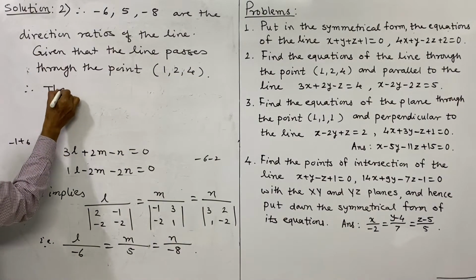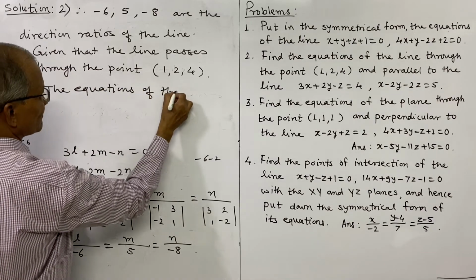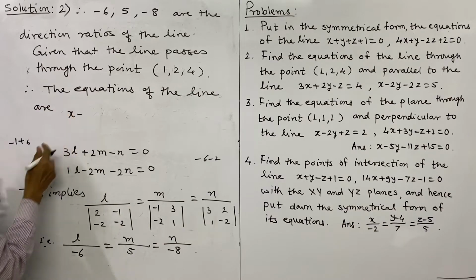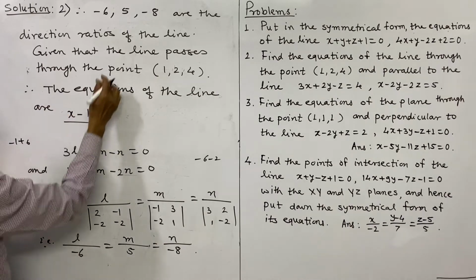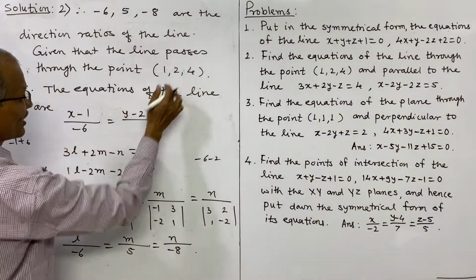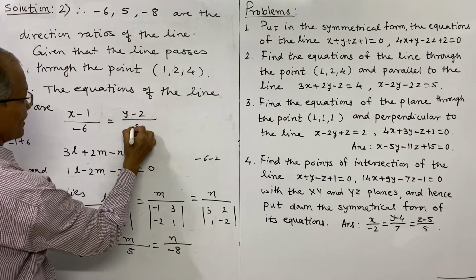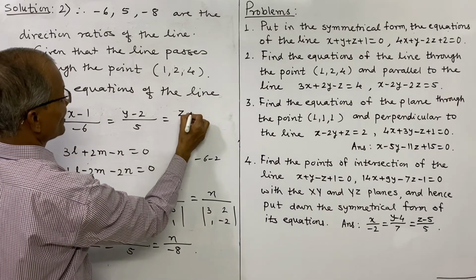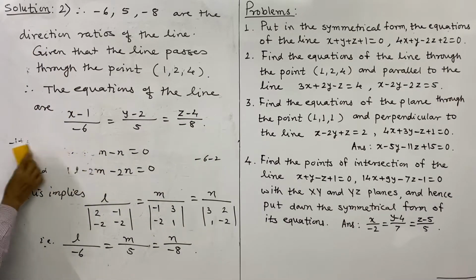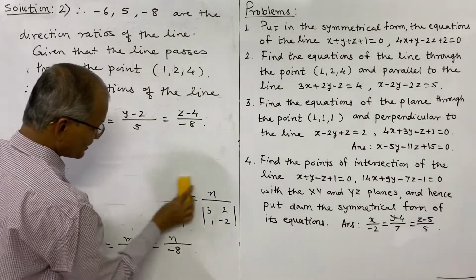Therefore, the equations of the line are, now you see, (x - x1), x1 means 1, divided by the first ratio minus 6, is equal to (y - 2), the second point is 2, divided by the second ratio 5, equal to (z - 4) divided by minus 8. So these are the equations of the line, and this completes the solution for the second problem.